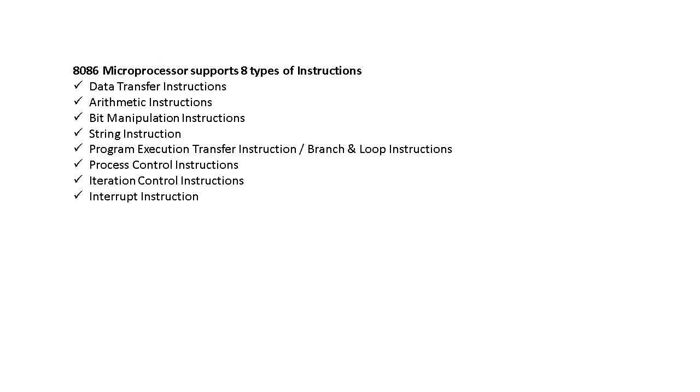The 8086 microprocessor supports 8 types of instructions: data transfer instructions, arithmetic instructions, bit manipulation instructions, string instructions, program execution transfer instructions, that is also known as branch and loop instructions, process control instructions, iteration control instructions, and interrupt instructions.